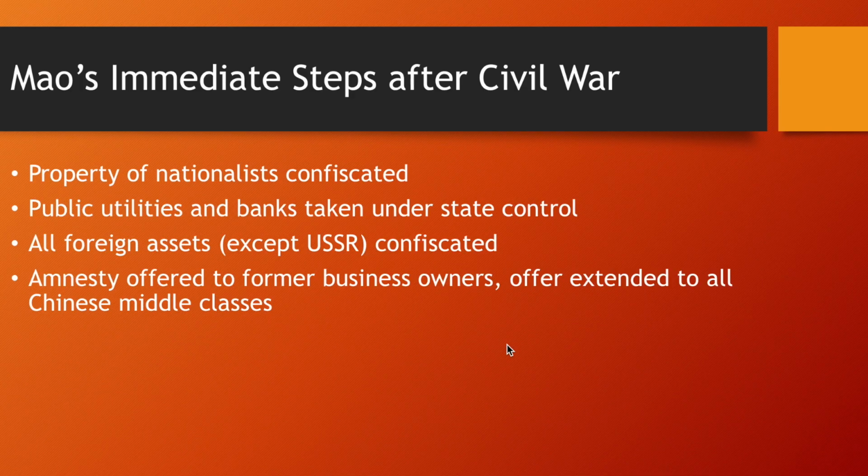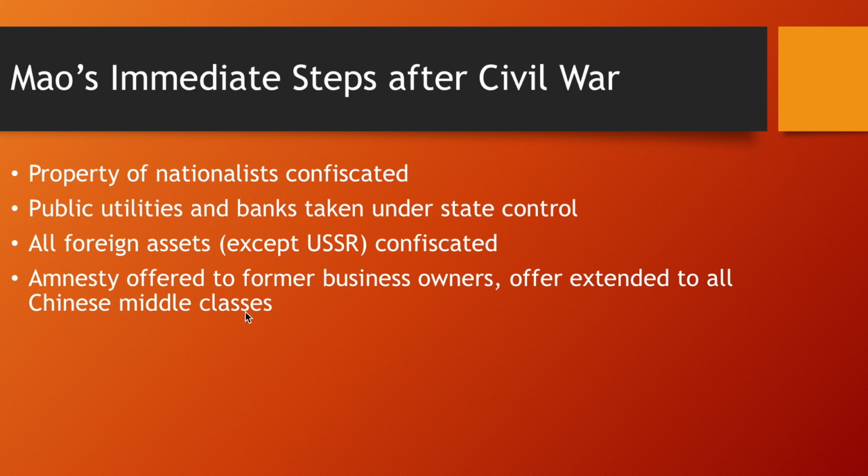So, Mao's immediate steps after the Civil War. He confiscated the property of the nationalists, the Kuomintang, who, remember, fled to Taiwan, and he also put all public utilities and banks under state control, as well as foreign property, but not that of the USSR. I mean, they were kind of allies at this point. The USSR was just funding the communists in the preceding Civil War.